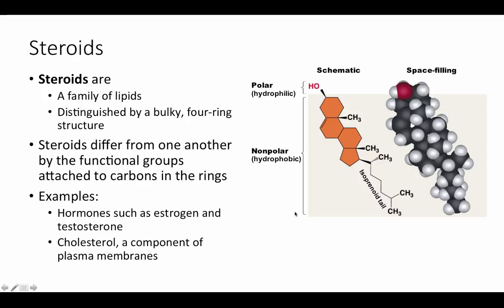So examples of these steroids are hormones such as estrogen and testosterone, which are actually synthesized from a simpler steroid called cholesterol. Cholesterol is a really important component of plasma membranes. We'll see when we start looking at membrane structure and function more closely that cholesterol regulates how other proteins and things that are embedded in the membrane, how much they can move around in that membrane. So this is a very important structural component of cell membranes as well.